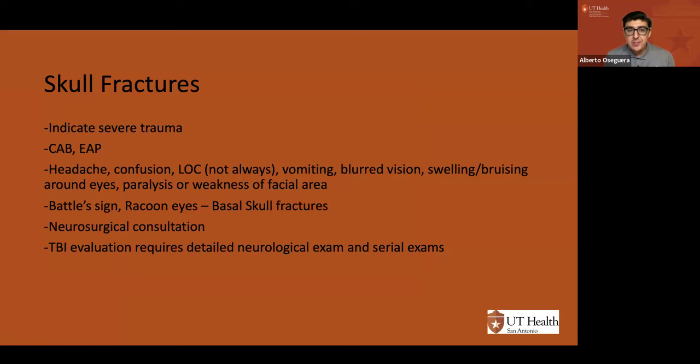Most of these skull fractures, if not all, will require neurosurgical consultation, not only for management, but also for clearance and return to play. So it'll definitely be important to have a team-based approach with management of these conditions.